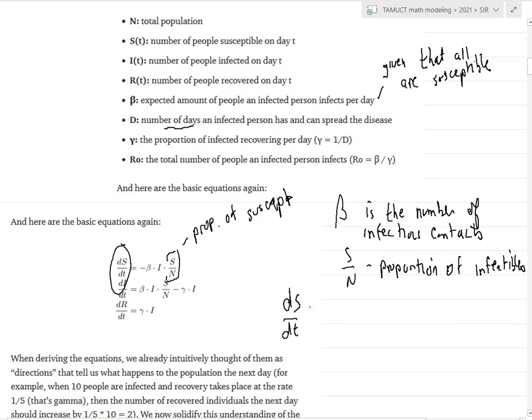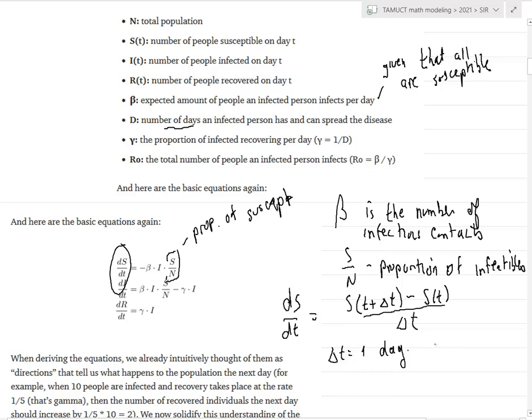Now, you may have seen this basic formula for derivative. dS/dt is the same thing as S(t + Δt) minus S(t) divided by Δt. Now, suppose we consider the case where Δt equals 1. And instead of t, we'll use n.